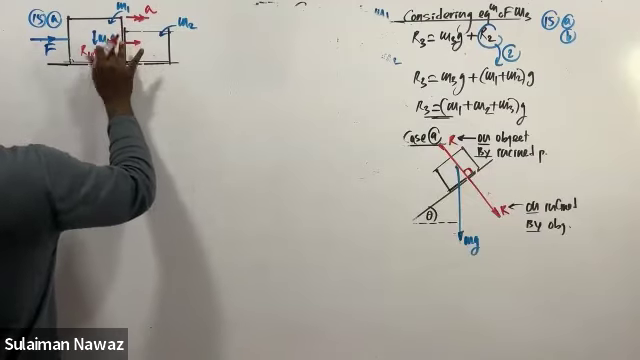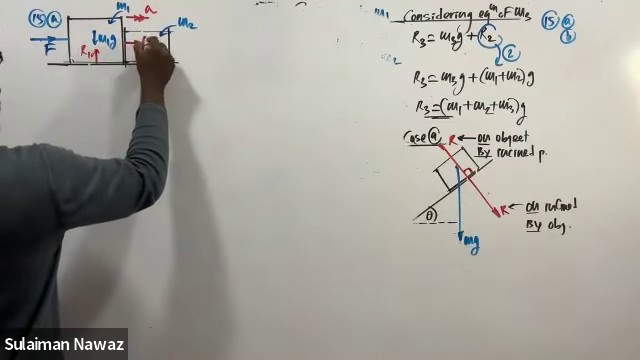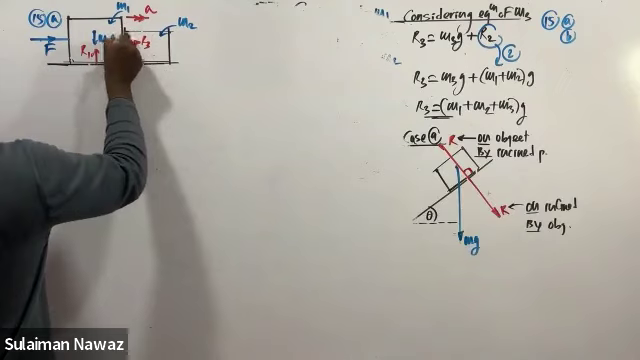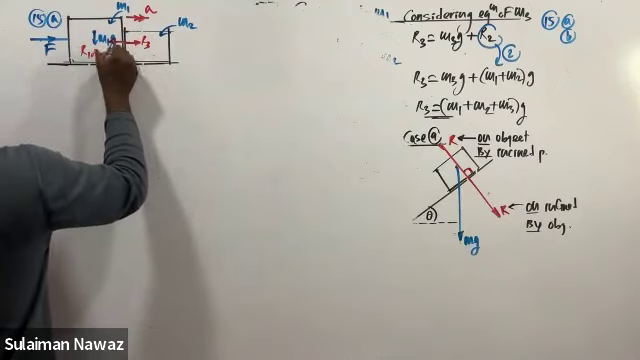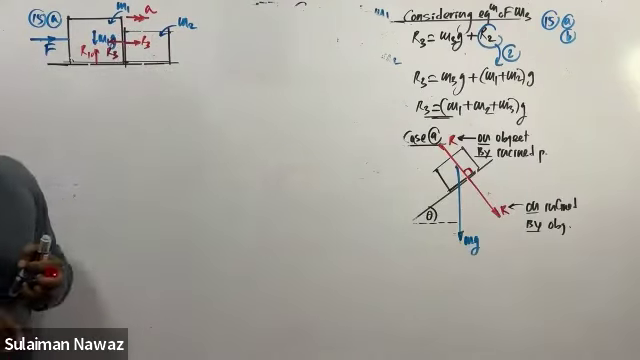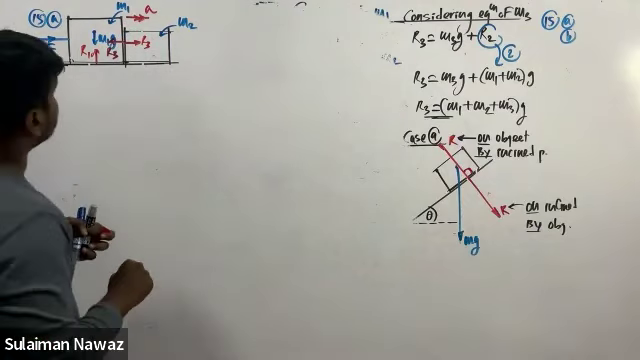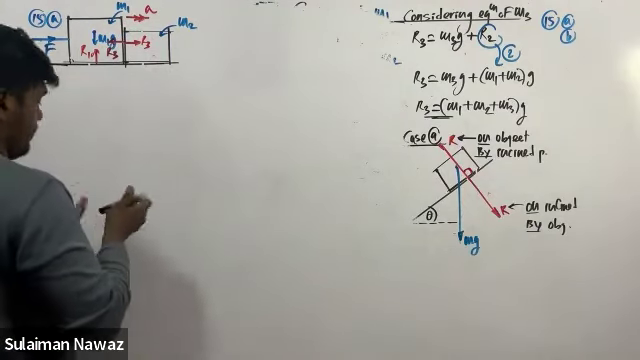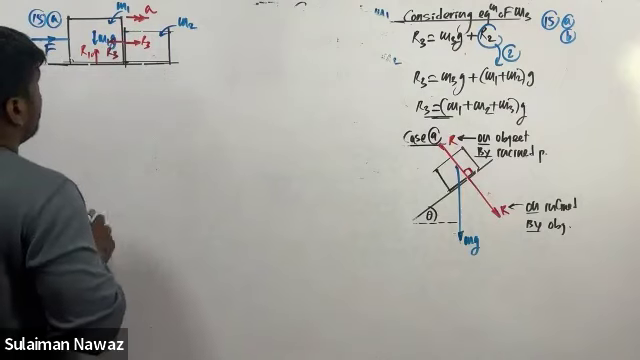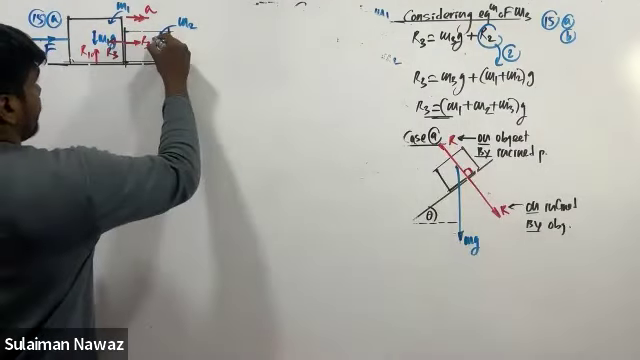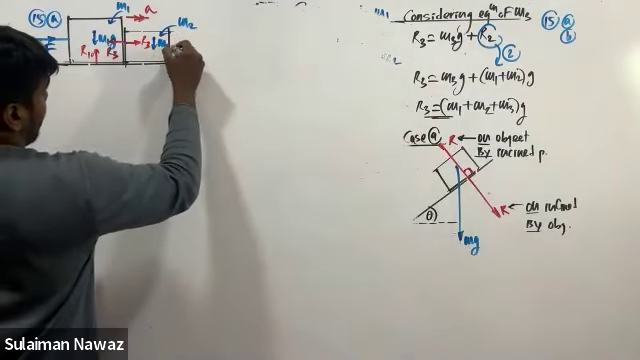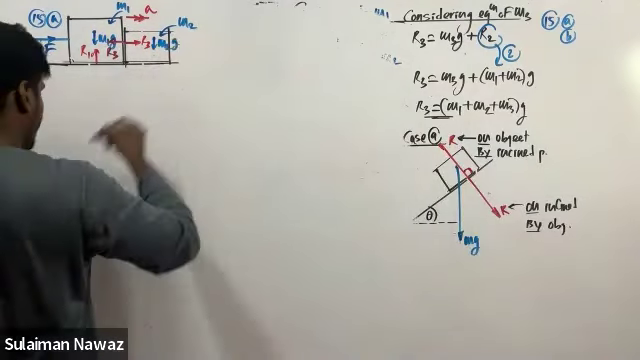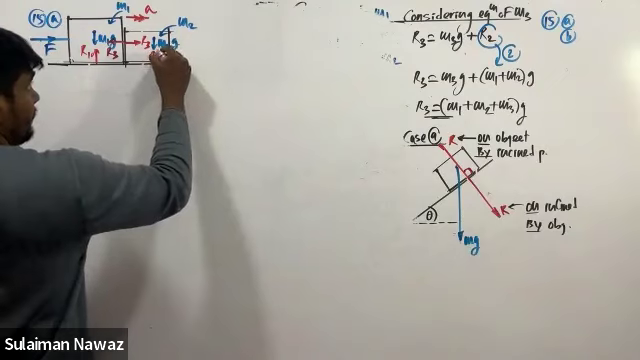Normal reaction force R3, and this one's weight is M2G, normal reaction force R2. I want to find R1, R2, R3 simply.